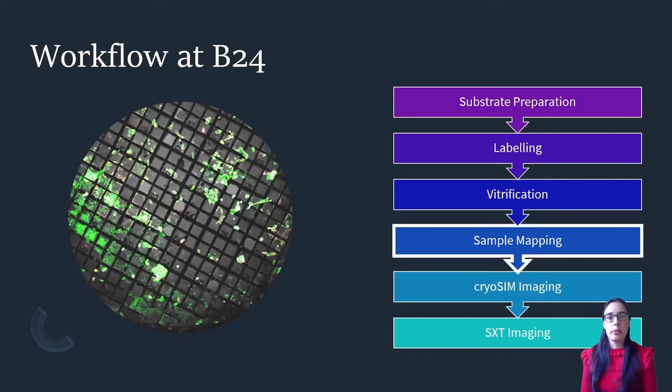After that, the samples are mapped, so we can take a whole montage image of the whole grid, and this will allow us to check the distribution of the cells and the fluorescence and make sure that the samples are suitable for imaging in cryoSIM and in SXT.